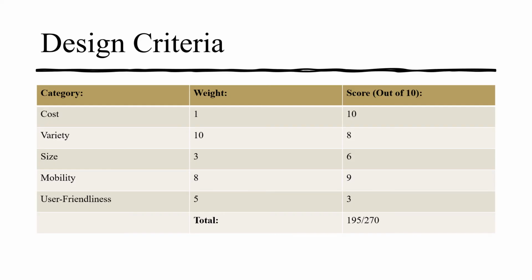Finally, for the design criteria, I rated my design on cost 10 out of 10 because the costs are pretty cheap relative to putting a colony on the moon. And then for variety, I gave it an 8 out of 10 because the ability to load obstacles onto the treadmill with the user gives it a large variety of uses.